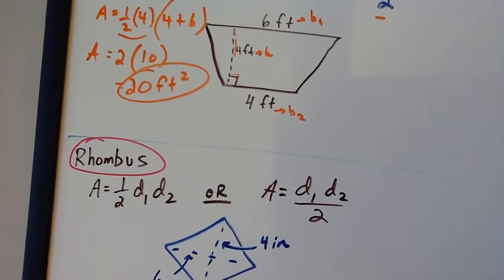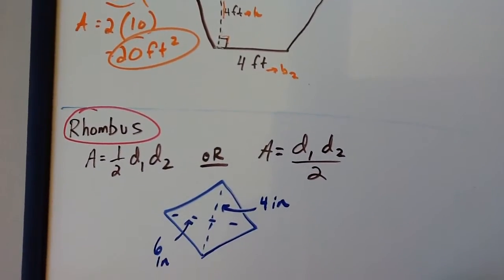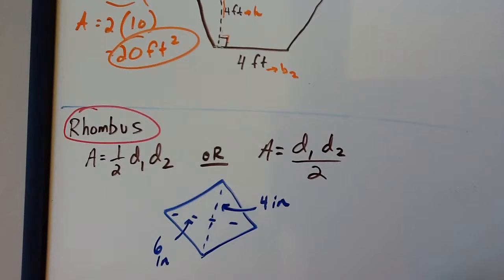A rhombus sort of looks like a kite. And it is a special type of parallelogram since all 4 sides of the rhombus have the same length. The opposite sides of a rhombus are parallel and they have the same length.